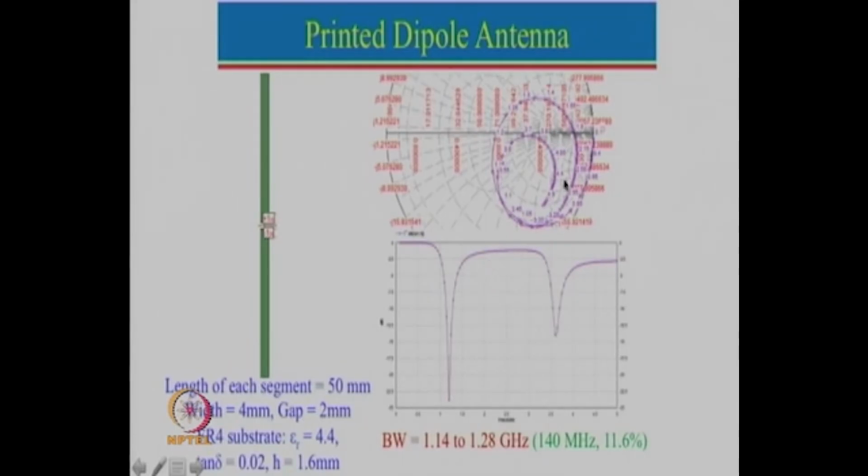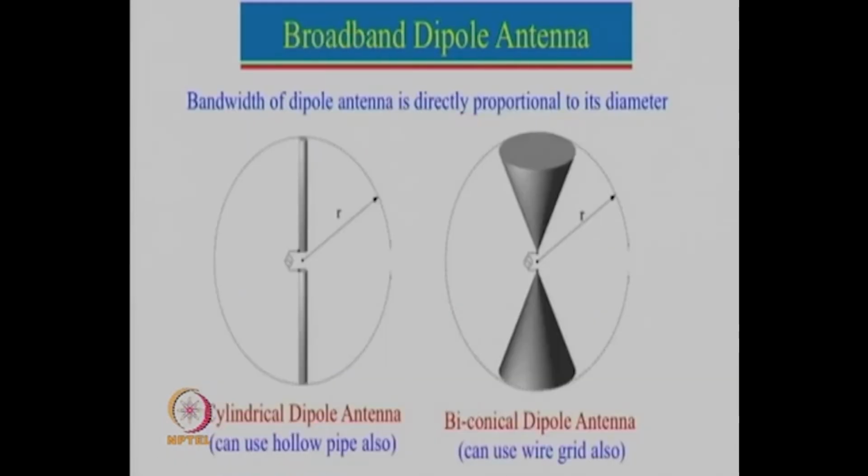For second harmonic we have seen that the input impedance is very high, so that is why it is not very prominent. Now, we can actually increase the bandwidth of the dipole antenna by increasing the diameter. So, bandwidth of the dipole antenna is directly proportional to its diameter, where this is the diameter of the dipole antenna. However, we cannot keep on increasing the diameter of the dipole antenna to a very large value, and there is a limit to the absolute maximum value of the dipole antenna diameter.